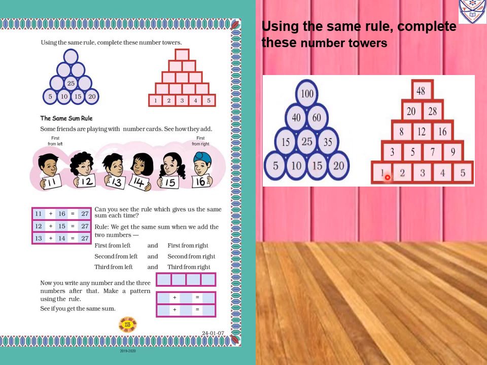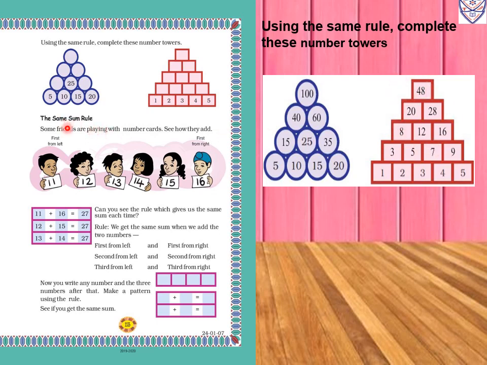Now here 1, 2, 3, 4, 5. These they have given. Now we have to complete the tower. 1 plus 2 is 3, 2 plus 3 is 5, 3 plus 4 is 7, 4 plus 5 is 9. Now 3 plus 5 is 8, 5 plus 7 is 12, 7 plus 9 is 16. Now 8 plus 12 is 20, 12 plus 16 is 28, and 20 plus 28 we will get 48. This way we will complete the tower.